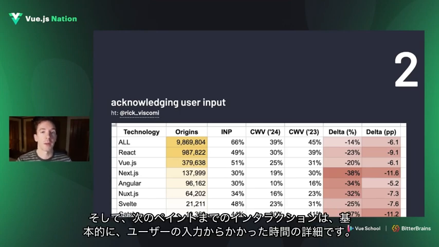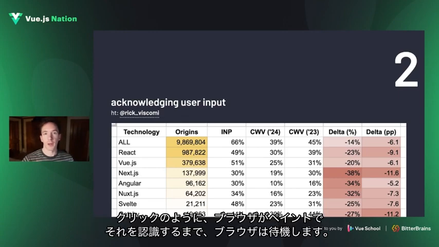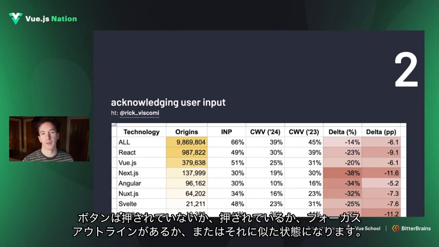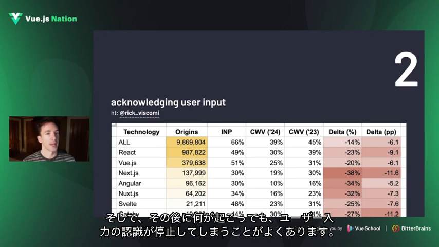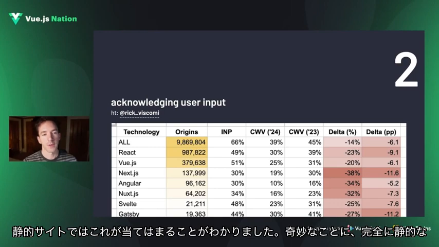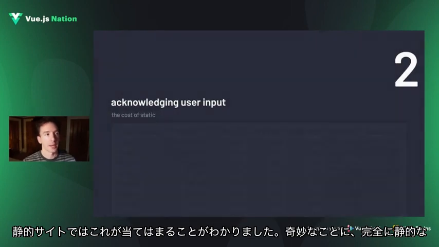Interaction to Next Paint basically details the amount of time taken from a user input, like a click, until the browser has a chance to acknowledge that with a paint in the browser. You know, the button is now not depressed, or it is depressed, or it has a focus outline, or something like that. And when frameworks or users do a lot of work synchronously between the interaction and whatever happens next, it often can stop that acknowledgement of user input. We found that this was the case with static sites.